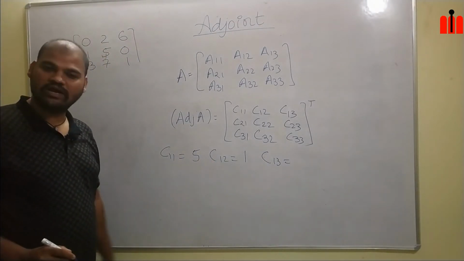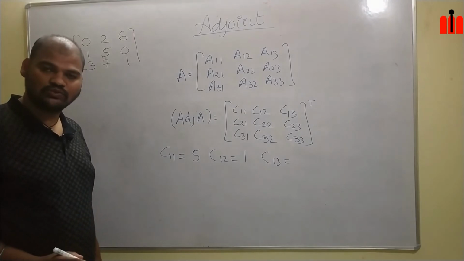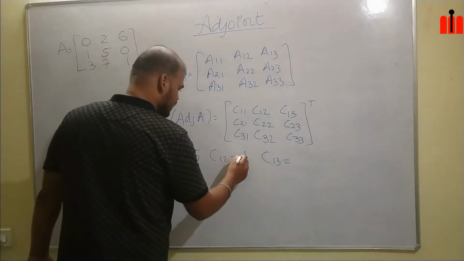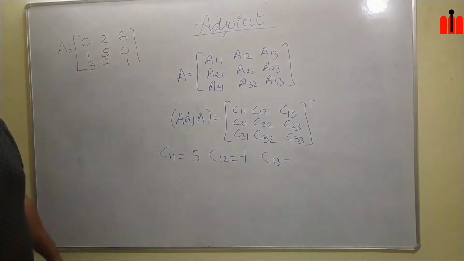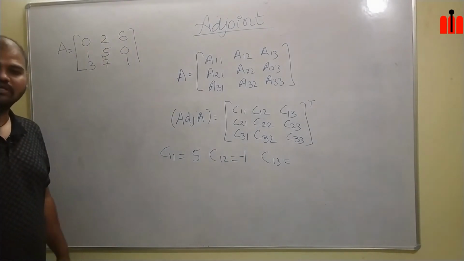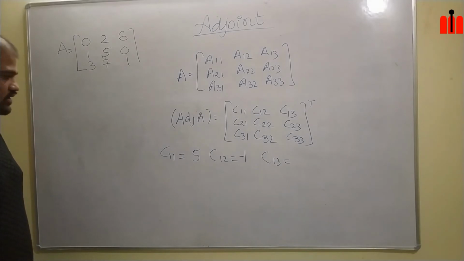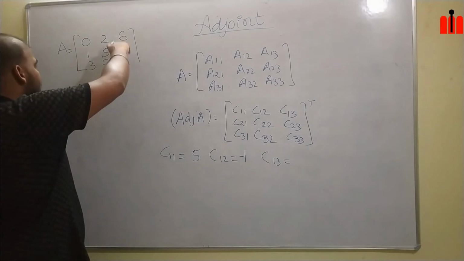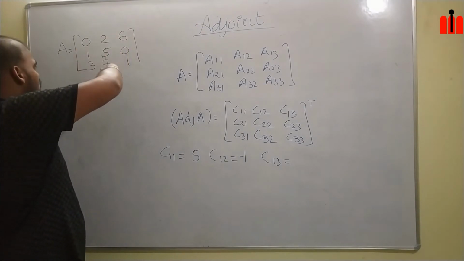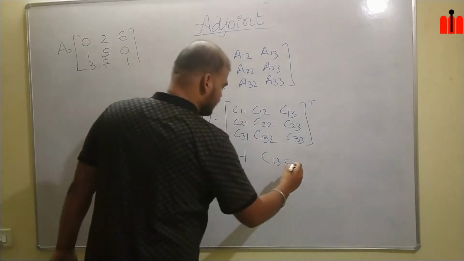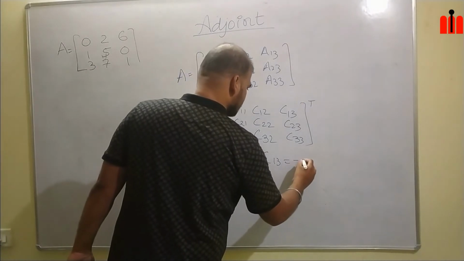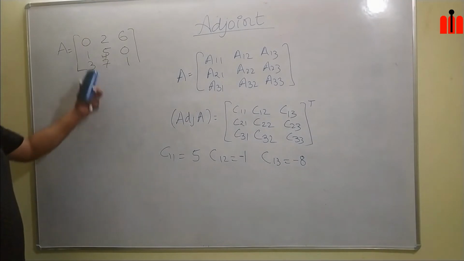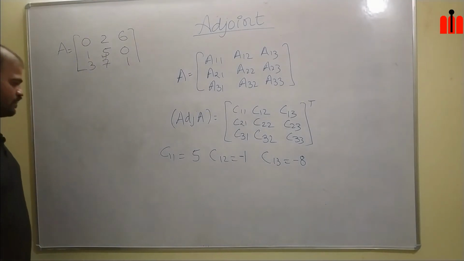Here the position is 1 and 2, and 1 plus 2 is odd, so there will be a negative sign over here. The cofactor is minus 1 to the power of i plus j times Mij. What is C13 now? C13, first row and third column. 7 minus 15, which is minus 8. Right? 7 minus 15 is minus 8.